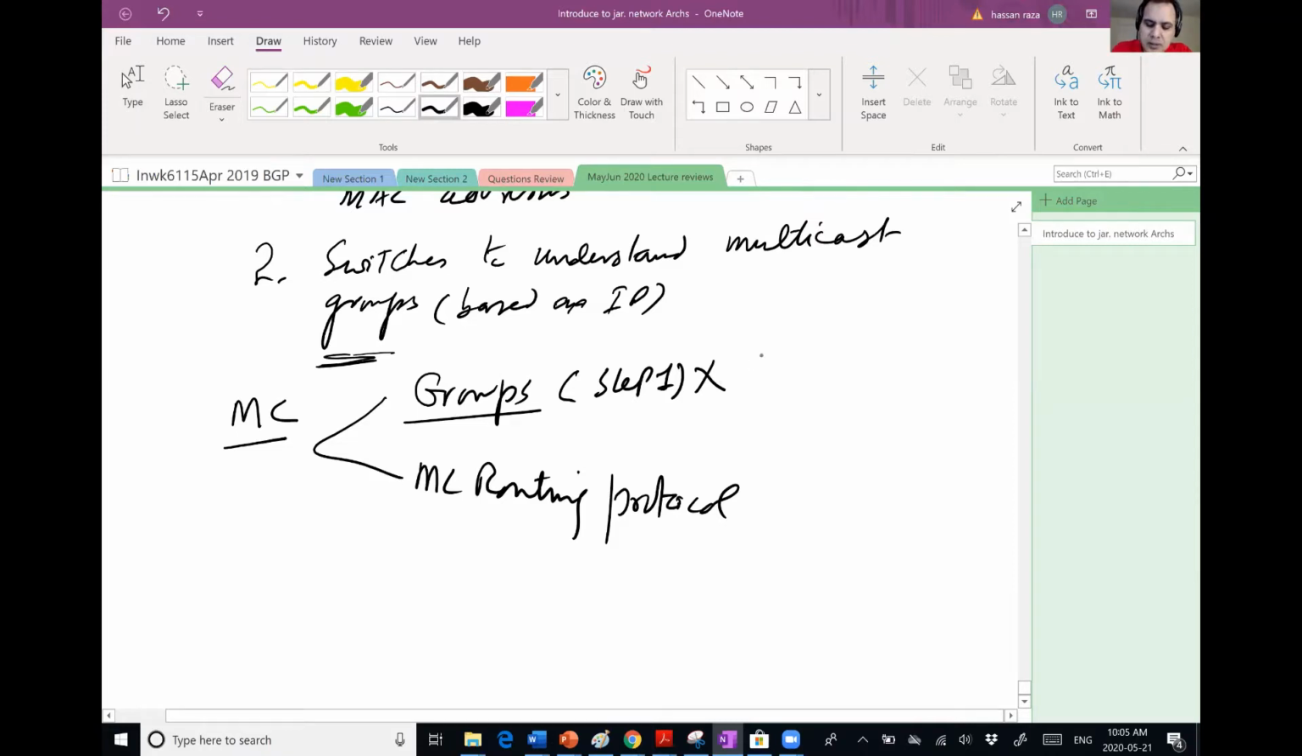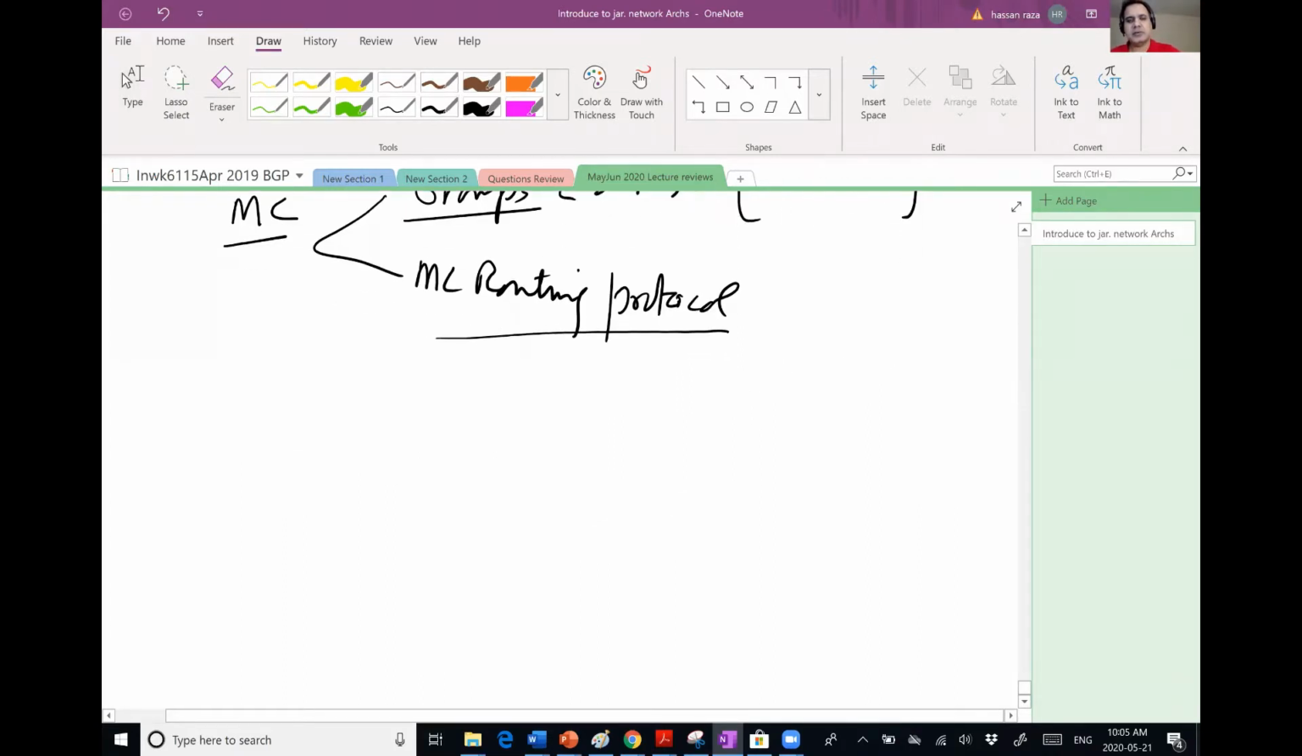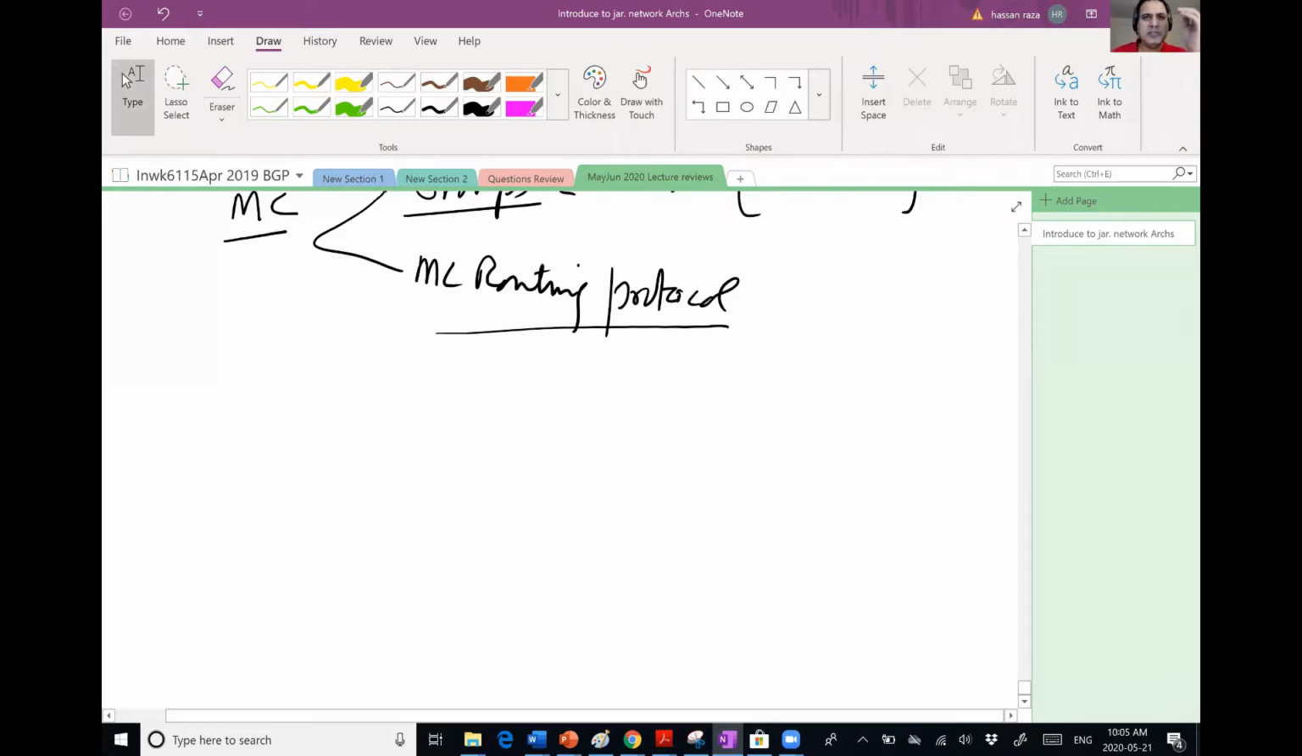So you have a protocol called IGMP, which we will look into, which is used to make groups. So the first point I need to do is to make groups. Once I have the groups, then I need to have a multicast routing protocol, and then I will tell you what the job of the multicast routing protocol is.